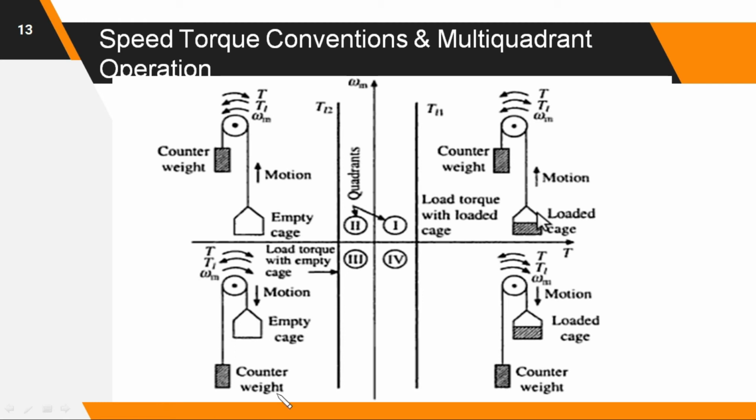Similarly, in the third quadrant, here is an empty cage, here is a counterweight, and this is the speed axis. Now what we have to do: you are at the ground floor and you have to call the lift from the 10th floor, and that lift is empty. Comparing these two weights, the counterweight is high and the empty cage is very low. So there is no tendency, nothing is happening over here. So the motor has to work such that this empty cage goes down. The load is on the opposite side and the speed is on this side.